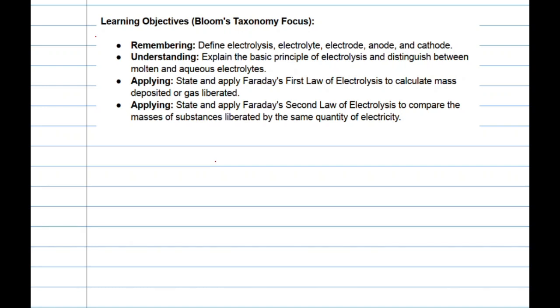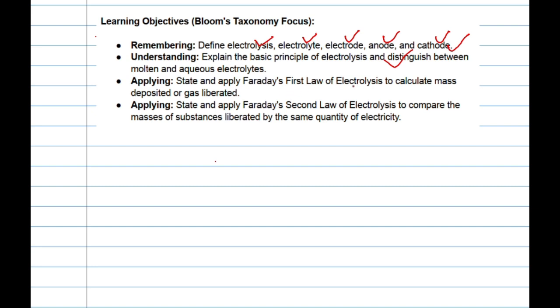First part of the learning objective, which is to define electrolysis, electrolyte, electrode, anode, and cathode. Now we go to the next part of the learning objective, where we explain the basic principle of electrolysis. I think we did this as well, so we've achieved the first two objectives. Let's go to the Faraday laws of electrolysis.